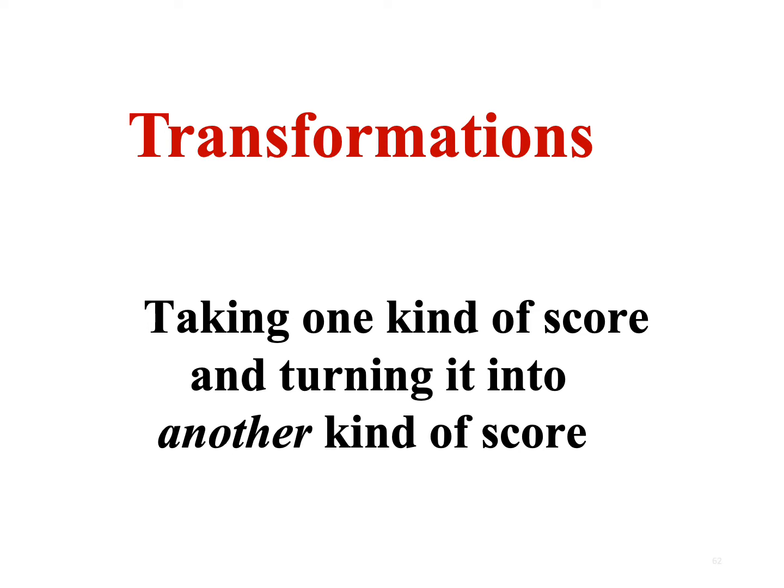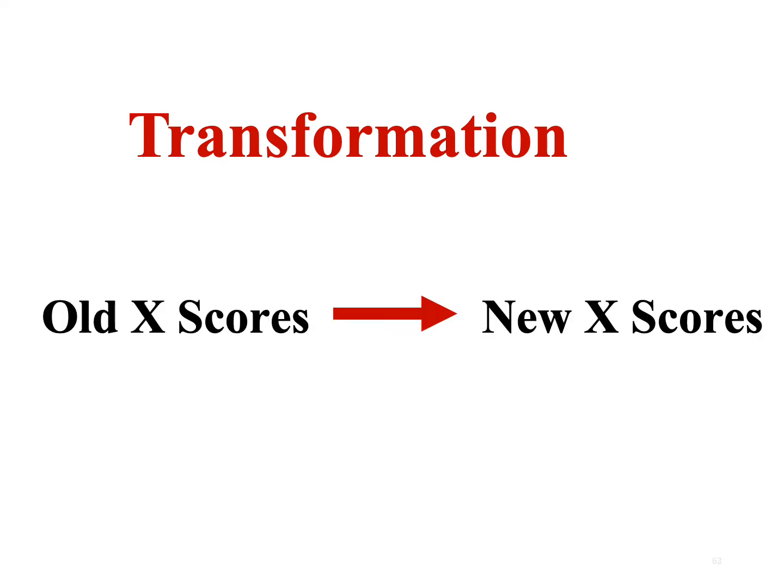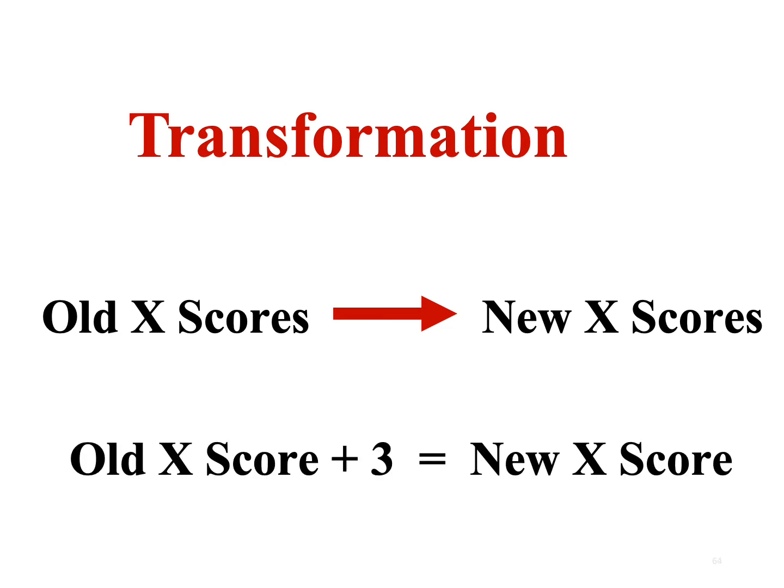Earlier in the semester, we learned that transformations are taking one kind of score and turning it into another kind of score. For example, we learned how to transform raw scores into z-scores, z-scores into percentiles, and percentiles into raw scores. Today, for table 2, I took the old x scores and transformed them into the new x scores. Here is the formula I used for the transformation. The old x score plus 3 is equal to the new x score.